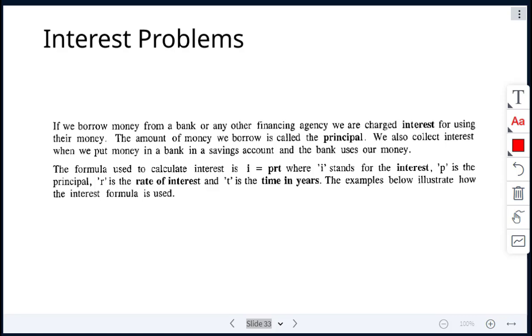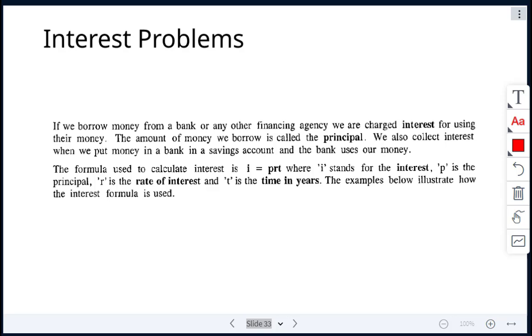So today we're looking at interest problems. If we borrow money from a bank or any other financial agency, you get charged interest for using their money. The amount of money you borrow is called the principal. You can also collect interest, like if you have a savings account.